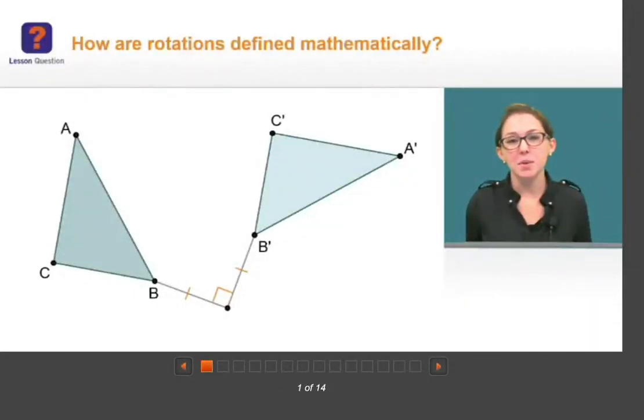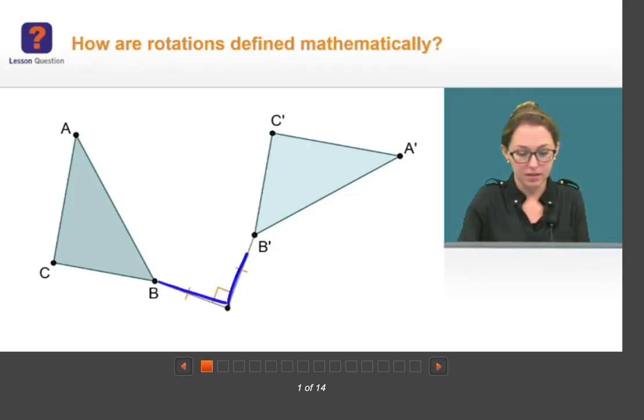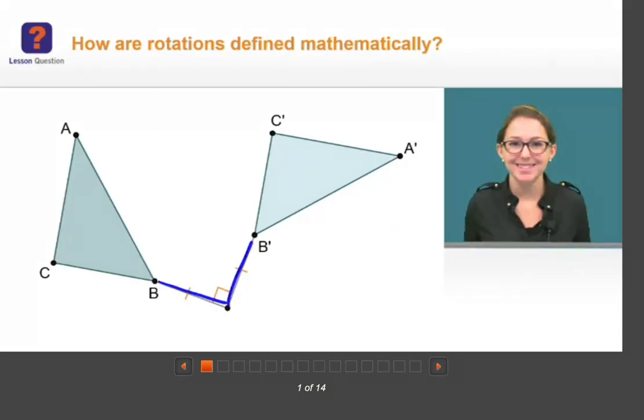You are answering the lesson question, how are rotations defined mathematically? You've examined some key aspects of rotations. For example, they are rigid transformations that preserve shape and size. Now let's continue the exploration of this type of transformation.